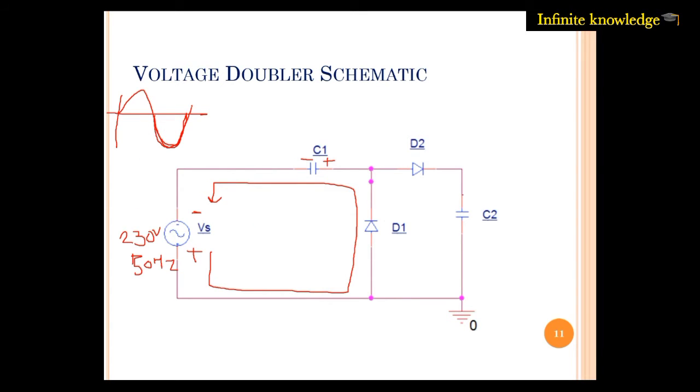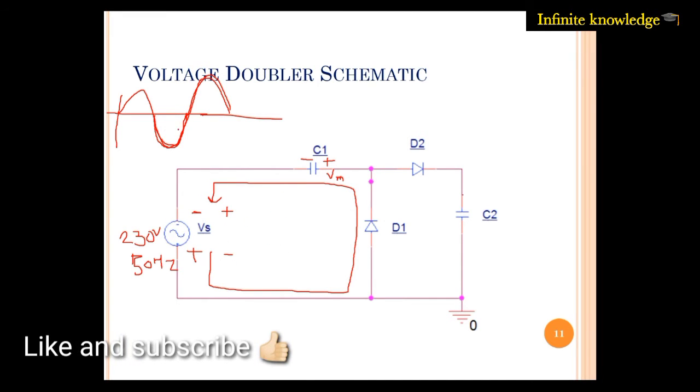So after this, the positive cycle comes again. During this positive cycle, the polarity changes from plus-minus to minus-plus. At this position, your capacitor is already charged with the voltage Vs, or you can say Vm, the maximum voltage Vm.